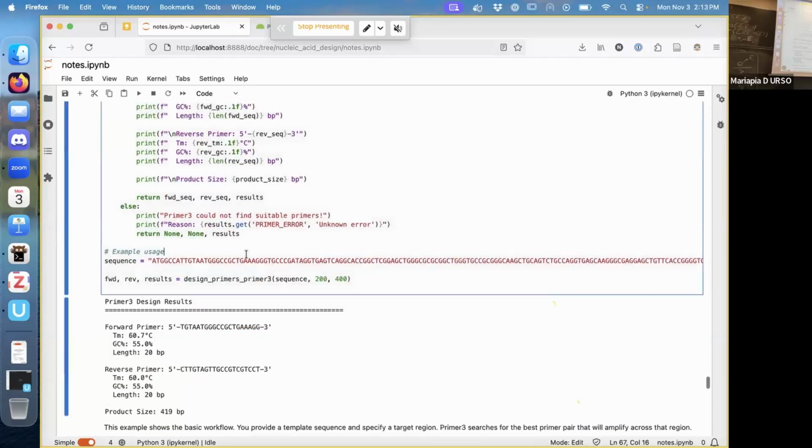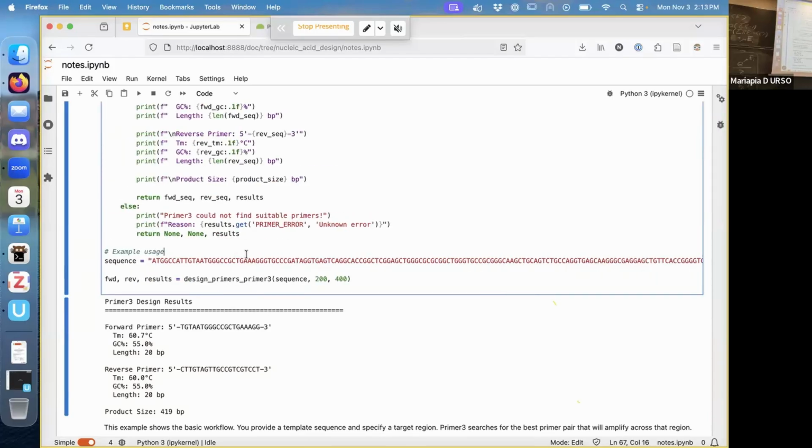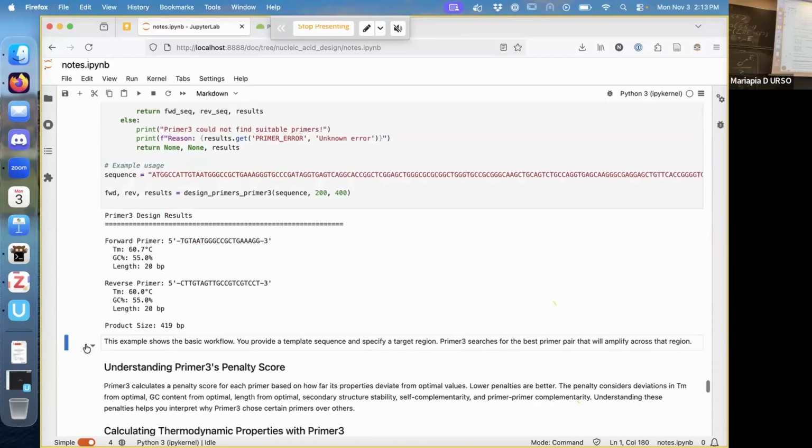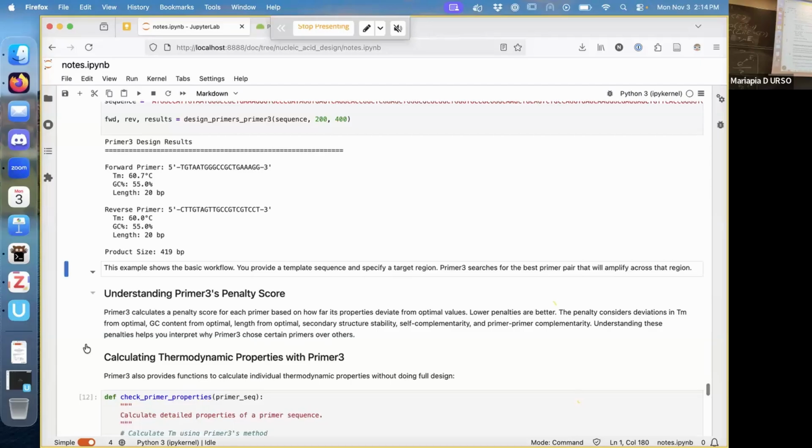So here, of course, there is some target sequence that we might want to amplify. And we just ask it to amplify, in this target sequence, the subsequence between 200 and 400. And this comes back really quickly and tells us, oh, I found a really good set of primers. They have a really similar melting temperature, very good GC content, and the length is 20, which is our optimum. And yeah, then you might want to look at this in more detail, maybe BLAST it, other things.